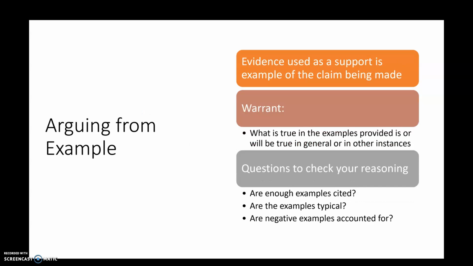So arguing from example is when evidence used as support is an example of the claim being made. What is true in the examples provided is or will be true in general or in other instances is the warrant. So for example, the book says, suppose you support Juanita Martinez for president of the local neighborhood council. One of your reasons is that Juanita is electable. You provide several examples of her previous victories to support your claim. She was elected treasurer of her high school junior class, chairperson of her church youth group, and president of her college sorority. That would be an example of arguing from example.